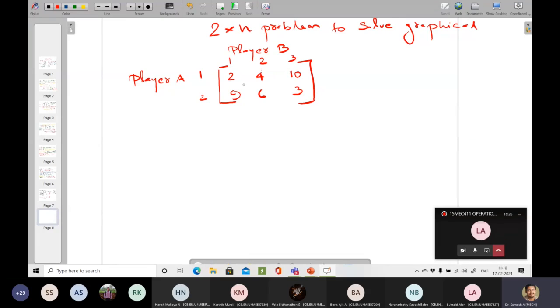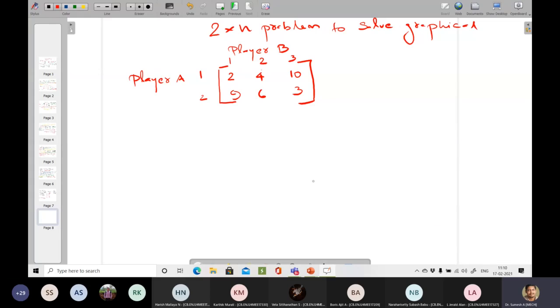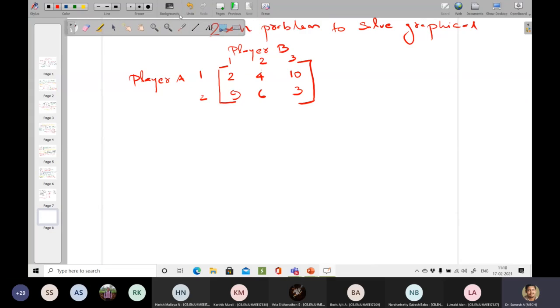You can check for the saddle points, you can check for the dominance, and you can check for the method of sub games. All these things are possible here, but I am not going into any of those. We will straight away see how to solve this graphically. The values are 2 and 9, 4 and 6, and 10 and 3. That is what I am going to plot in the graphs.